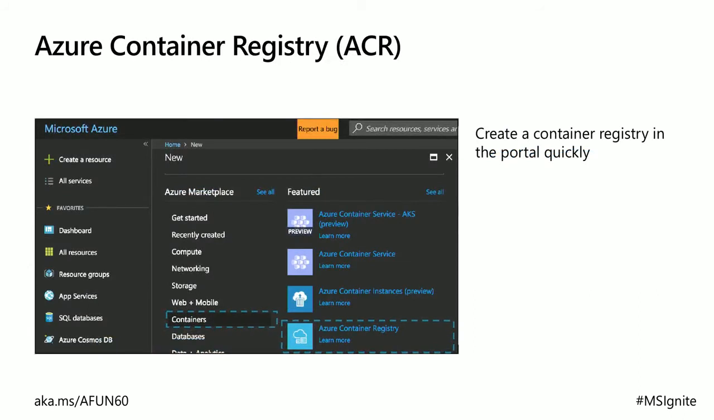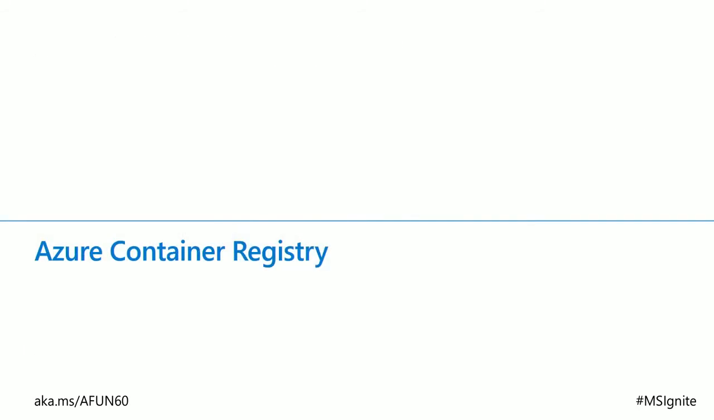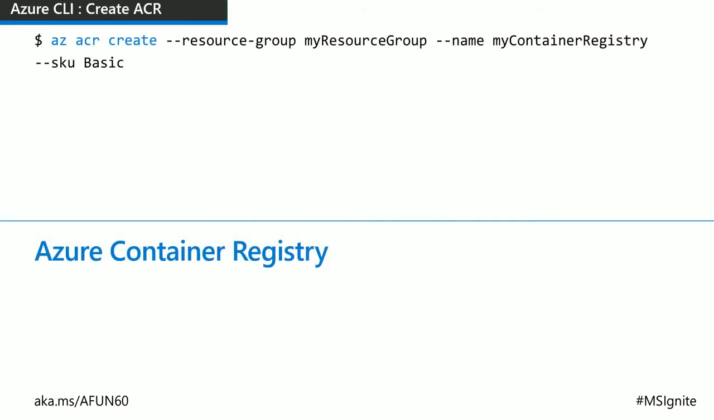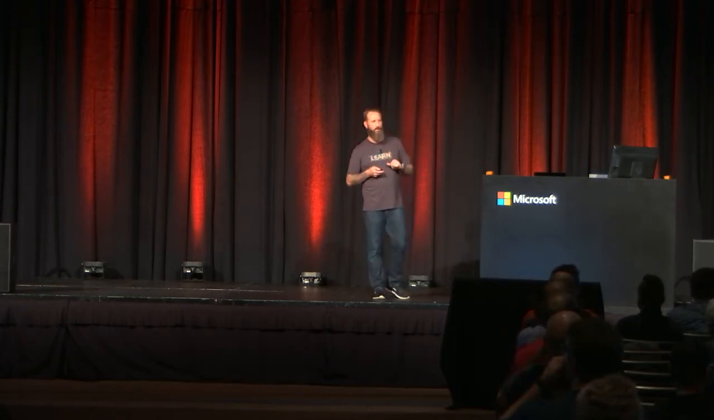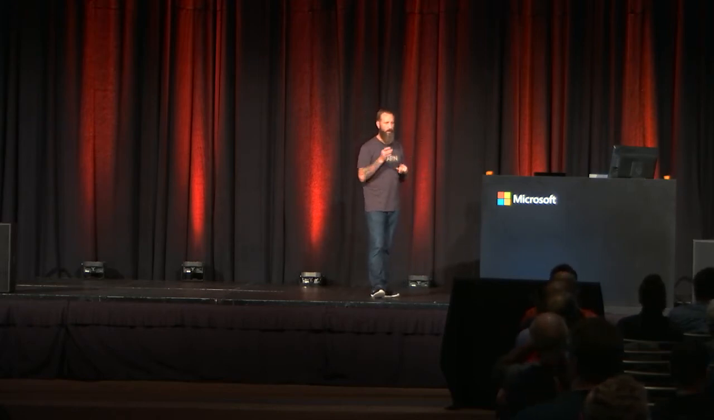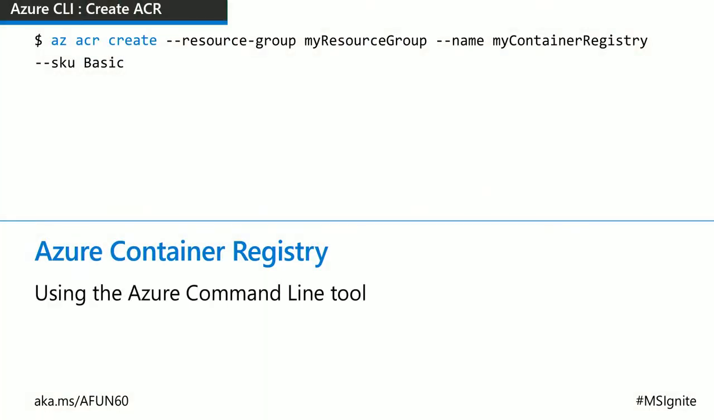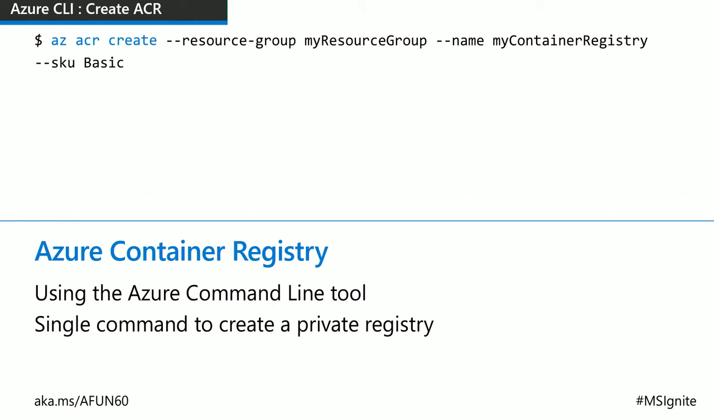It's super easy to create the container registry in the portal. It's point and click, you look for Azure Container Registry, it's right there in the portal. We also have the ability to create a basic registry. Here, this is super basic. The cost-optimized option for getting started is az acr create, you pass your resource group and a name for your container registry, and we just ask for basic. Again, that's the single command to create that private registry.